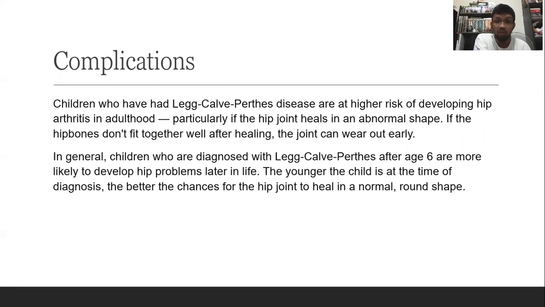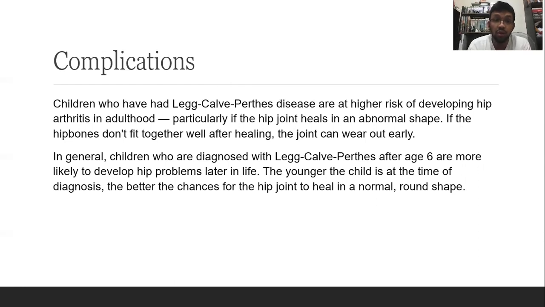So it's not round in shape, it's irregularly shaped. So if the hip bones don't fit together well after healing, the joint can wear out easily. Remember, there's a cushion there, the cartilage that cushions the joints between the two bones. If it is irregularly shaped, it will wear out the cartilage that provides the cushion.